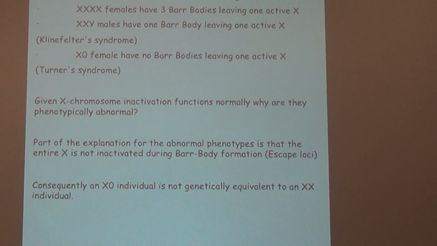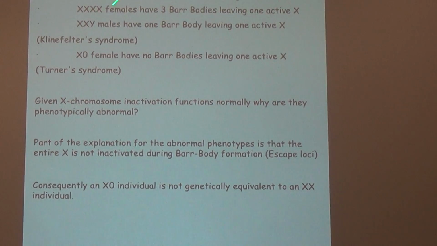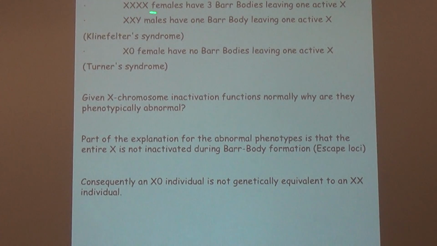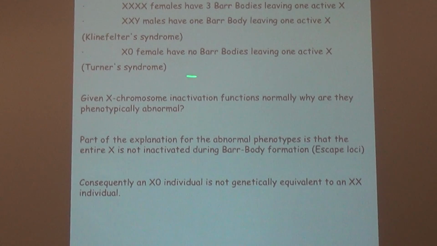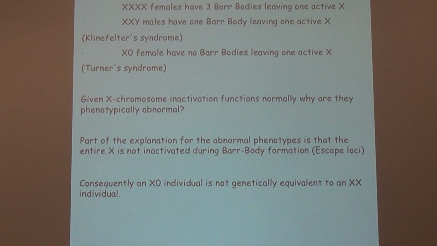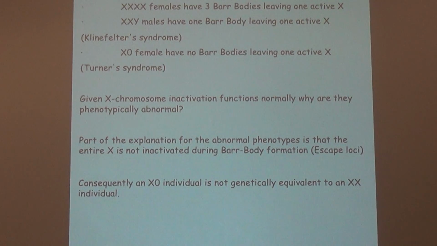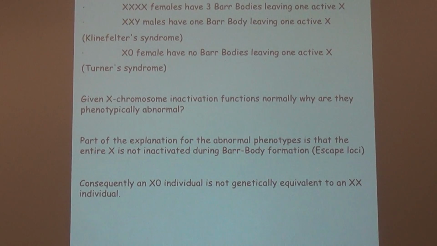Okay, so Barr bodies. When you have 3 X chromosomes, 2 out of the 3 X chromosomes will get packaged into a Barr body. That was the question that was asked. If you have females with 4 X chromosomes, 3 of them will become Barr bodies. If you have a male with XXY, then you will have one Barr body in the male itself. If you have an X female, of course, there are no Barr bodies.